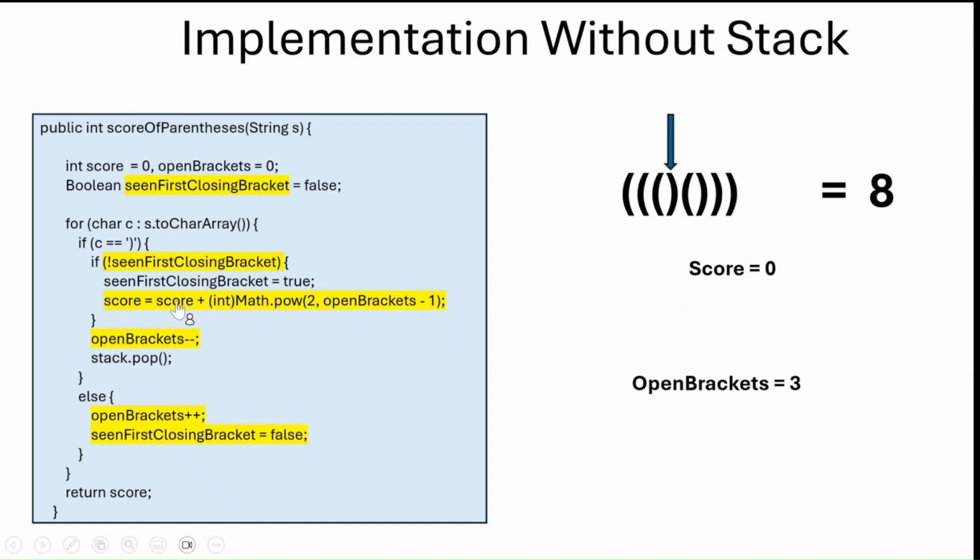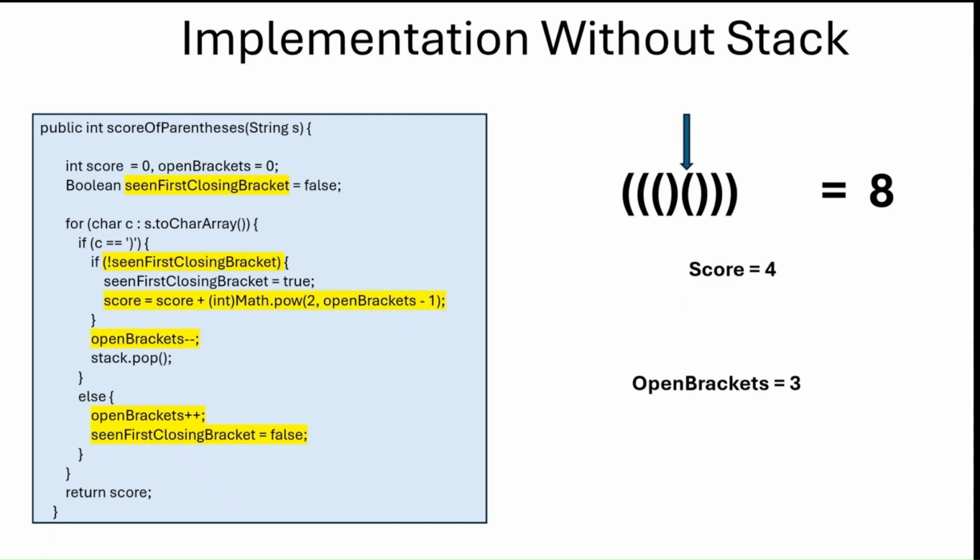And how can we see the score this empty parenthesis contributes to the overall score? So open brackets is 3. So 3 minus 1, 2 raised to 3 minus 1, which is 2 raised to 2. Why minus 1? Because as I explained, we don't need to consider this one open bracket because it belongs to the empty parenthesis. So 2 raised to 2 is 4. So now the new score is 4. Now we go to the next. Open bracket count we decremented because we removed this open bracket for this empty parenthesis. We still have 2 open brackets. We go to the next.